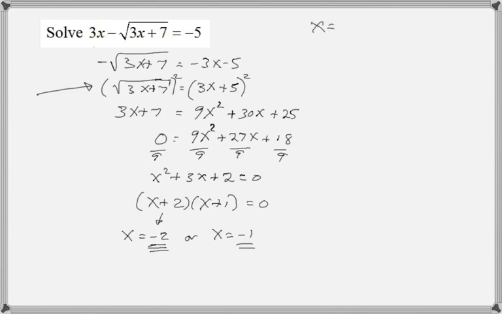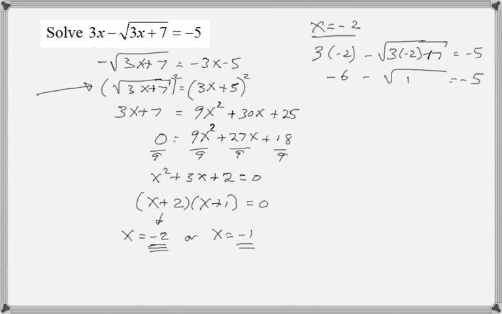So if I plug in x is equal to negative 2, I'll have 3 times negative 2 minus square root 3 times negative 2 plus 7 is equal to negative 5. 3 times negative 2 is negative 6 minus the square root of 3 times negative 2 is negative 6. Negative 6 plus 7 is 1. This has to be equal to negative 5. And then negative 6 minus the square root of 1 is 1. And I end up with negative 7 is equal to negative 5. So x equals negative 2 is not a solution. I still need to check x equals negative 1.